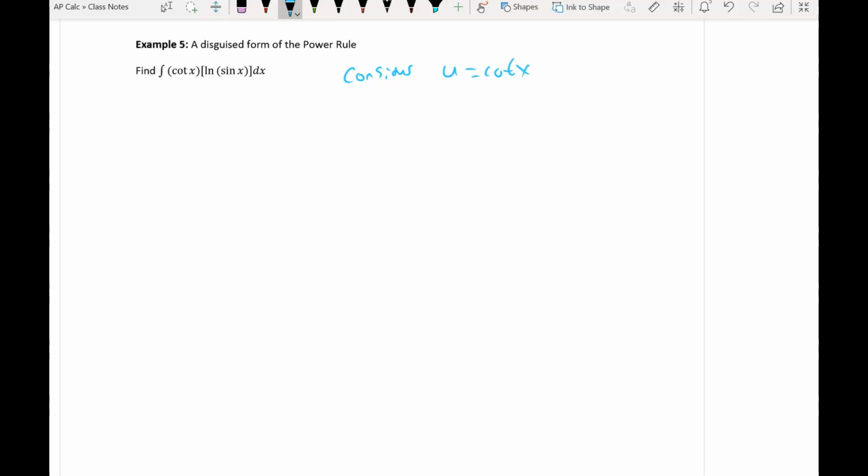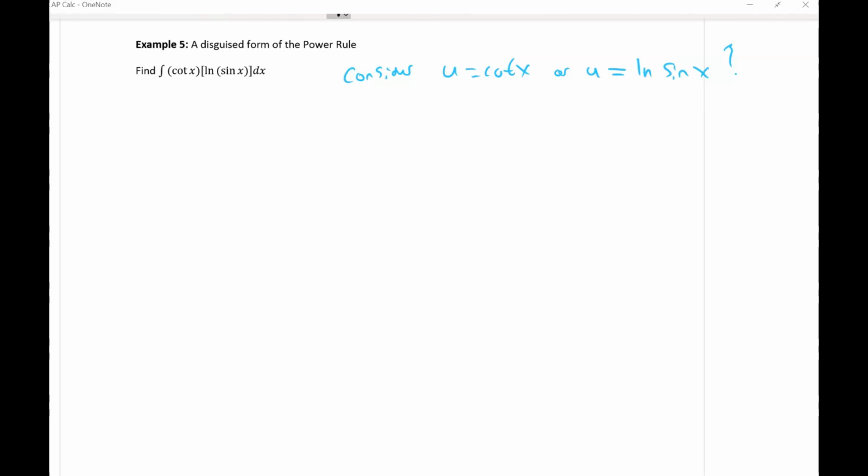That might be one option. Or u could be the natural log of sine of x. Well, consider both cases. If u is cotangent of x, you have to think about what your du would be. If u equals cotangent of x, du, that's not going to work. That's not going to give us the natural log of sine of x. We don't want that. But what if I choose u to be ln of sine of x?